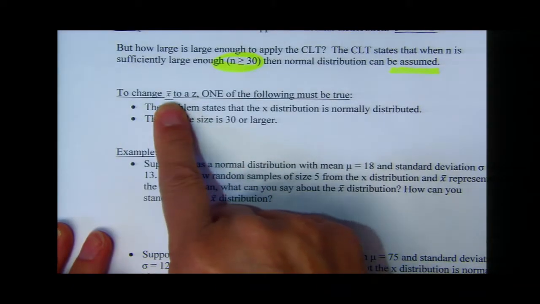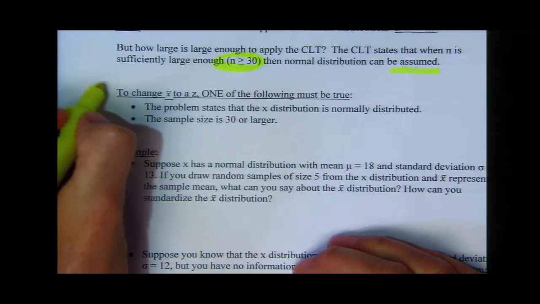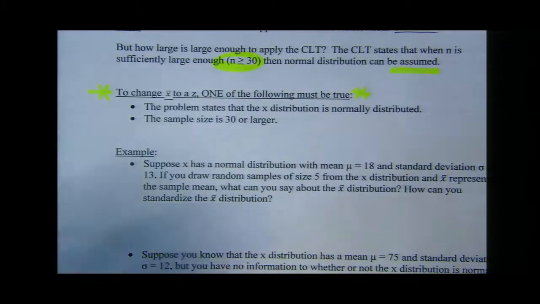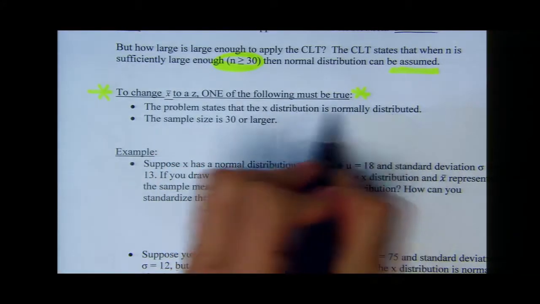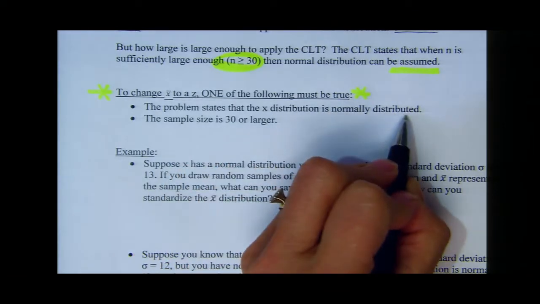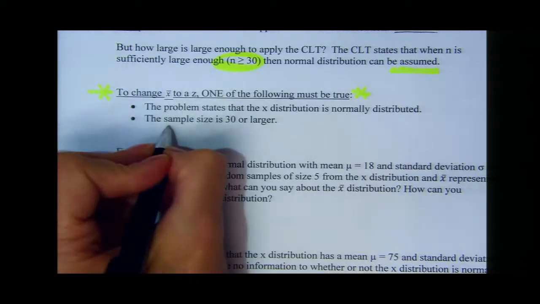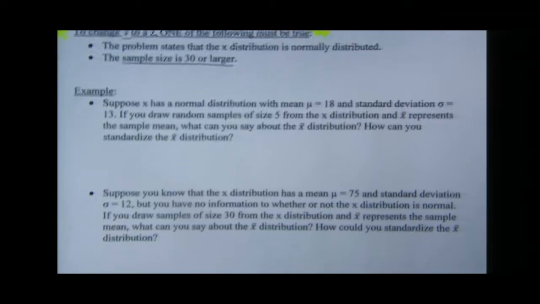So to change X bar to Z, one of the following must be true. This is what you have to watch out for right here. Either they have to tell you that the X distribution is normally distributed, or if they do not tell me this, I can still assume normal distribution on the X bar distribution as long as n is 30 or larger. All right, so let's take that information and look at these.